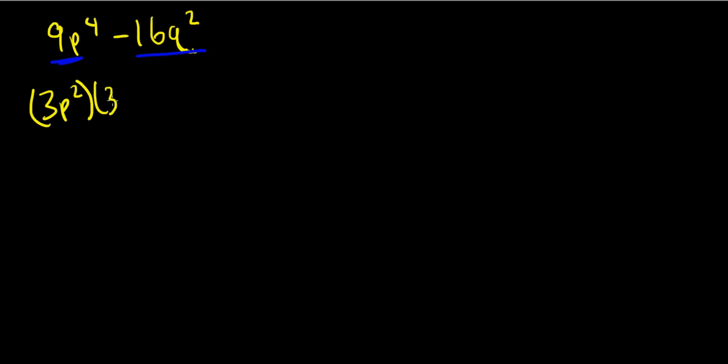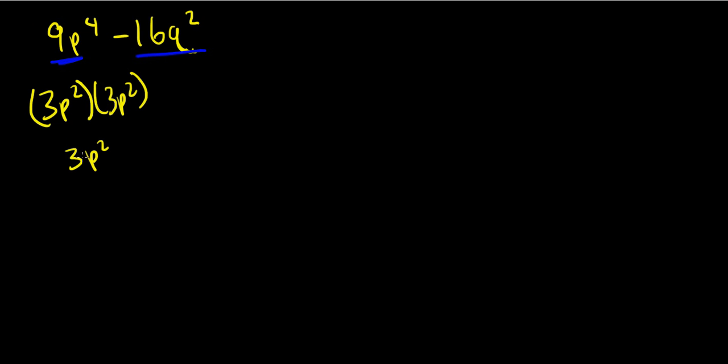So let's look at another example of this. We have 9p to the fourth minus 16q squared. Now, let's look and see if they're both perfect squares. The first term, 9p to the fourth. If we multiplied 3p squared times 3p squared, we would end up with 9p to the fourth. So that's a perfect square.